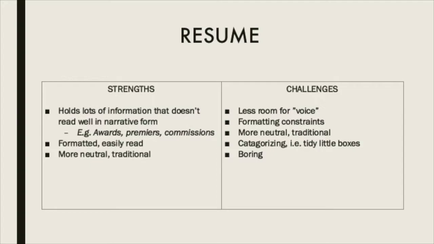This is perhaps one of the more traditional from an application standpoint that you might have prepared already. Its strengths are that it holds a lot of information that doesn't read well in narrative form. So if you're really into listing all of your premieres and awards, of which you have 30, writing those into a bio where it's just a comma-separated bio is, one, hard to read, and 2, not very fun to read. But in a resume, you can list those out in a bullet list form where people can absorb it quickly and get a better picture of the scope of that type of information.